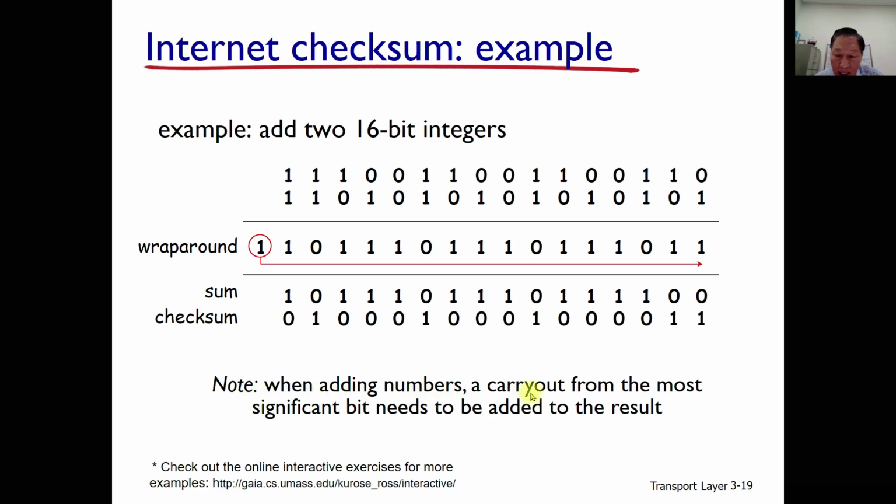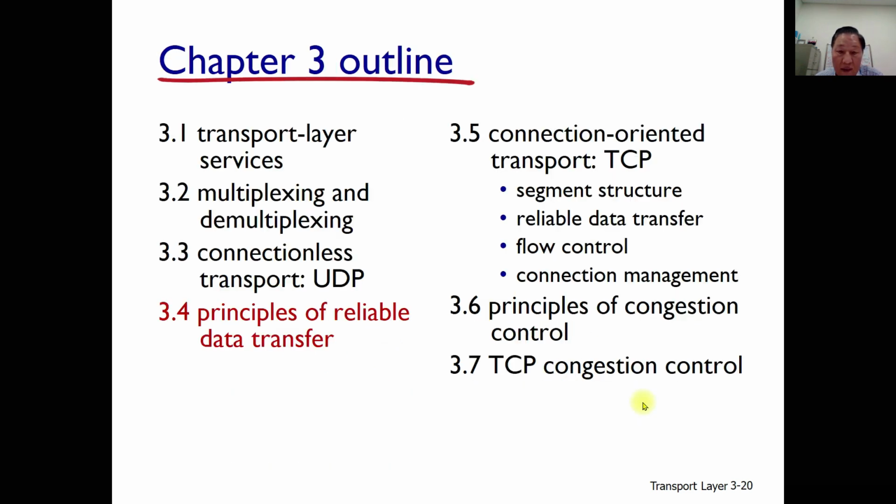When adding numbers, the carry out from the most significant bit, the MSB, needs to be added to the result like this, because this summation result is incremented 1 bit more here. After that, it is being reversed.